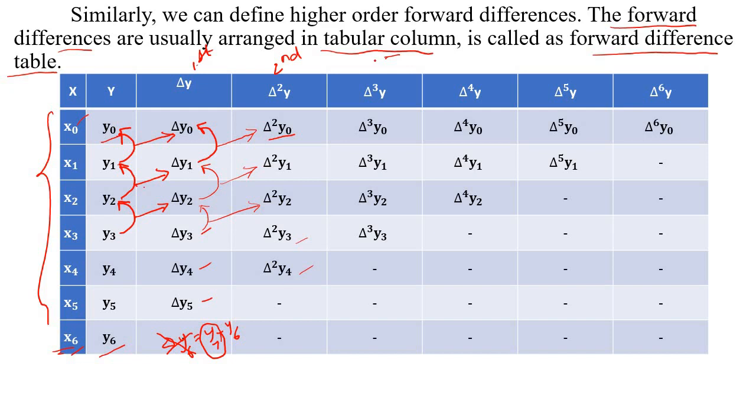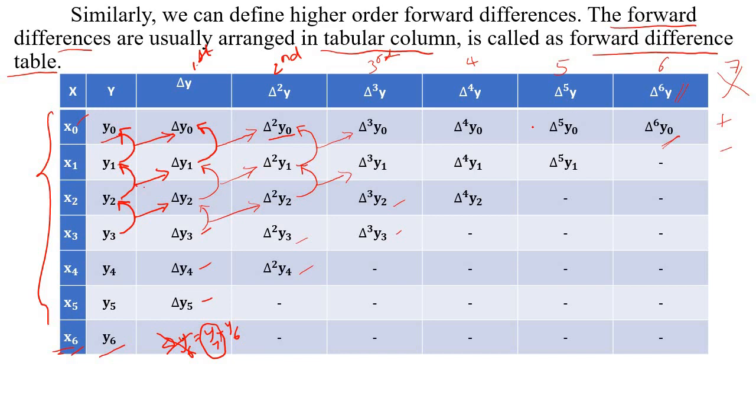After this, we can go for third order. Same process. Delta square y1 minus delta square y0 gives delta cube y0. Delta square y2 minus delta square y1 gives delta cube y1. In the same manner, we can find out the fourth order, fifth order, sixth order, etc. In this example, we can find out up to only sixth order. I can't find the seventh order because to apply addition or subtraction, we need a minimum of 2 numbers. In the sixth order, I have only one element here, so I can't go further.